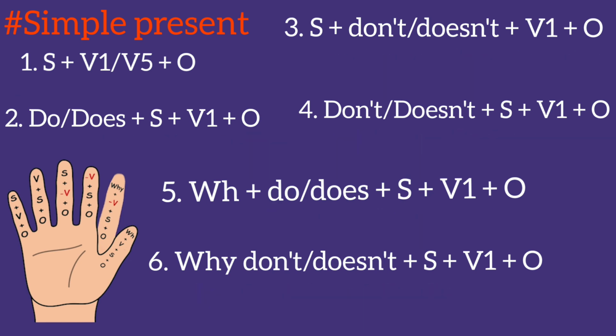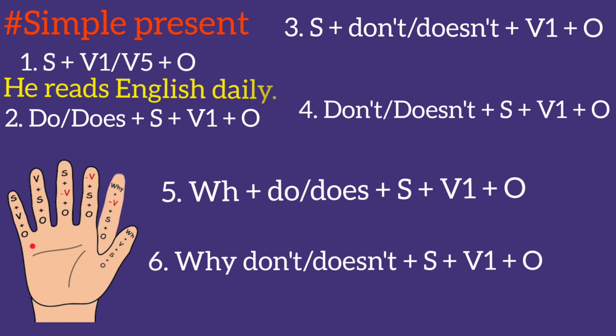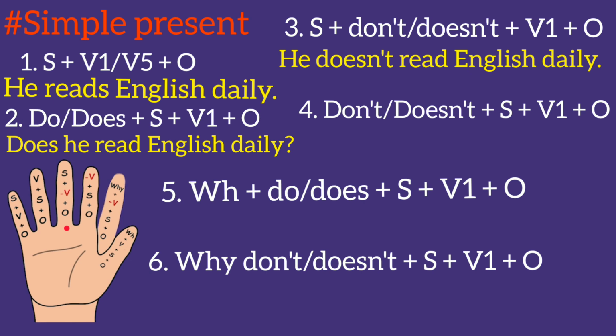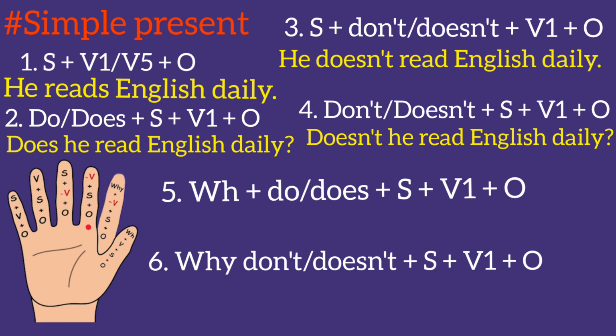Next comes the examples for fifth form of verb. He reads English daily. Reads is the fifth form of verb. If we apply the formula V5 is equal to does plus V1, the yes or no type question is, does he read English daily? Negative statement, he doesn't read English daily. Negative yes or no? Doesn't he read English daily?